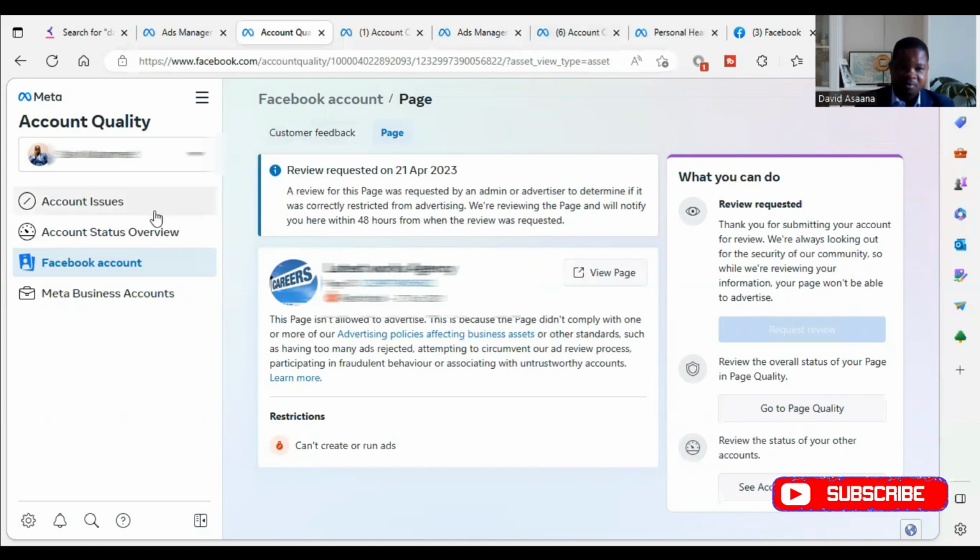After 48 hours or within 24 hours, when you come back and the page is reinstated, you will see it here. When you come under the Facebook account section and then you click on the page that you requested the review for, you will be able to see it, and your account will definitely be reinstated. I don't know the extent of the violation you have, but if you didn't go so much beyond their borders, they will reinstate the account for you.